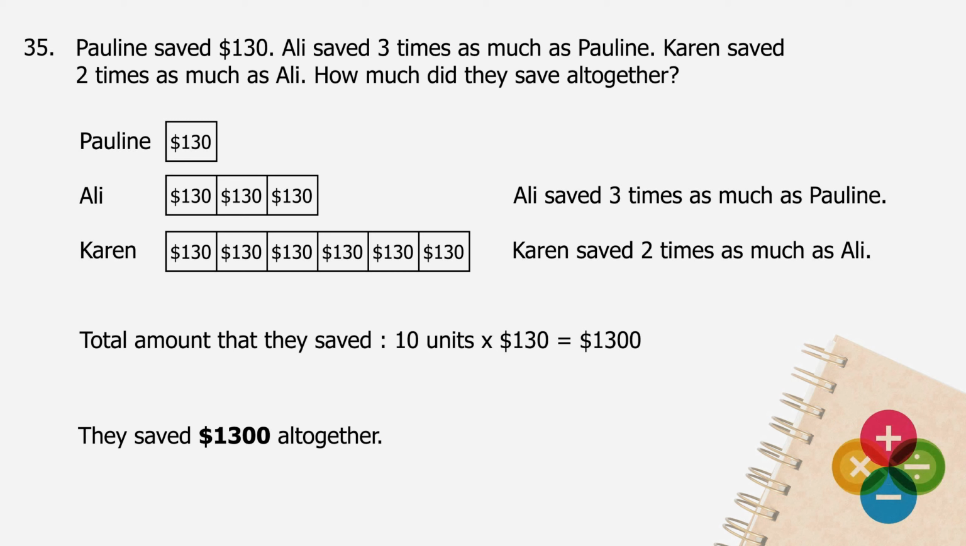Let the amount of money Pauline saved be 1 unit of money. Pauline saved 1 unit of money. Ali saved 3 times as much as Pauline, which is 3 units of money. Karen saved 2 times as much as Ali, which is 6 units of money. In total they saved 10 units of money. The total amount of money that they saved will be, multiply 10 units by $130, and the product is $1,300. They saved $1,300 altogether.